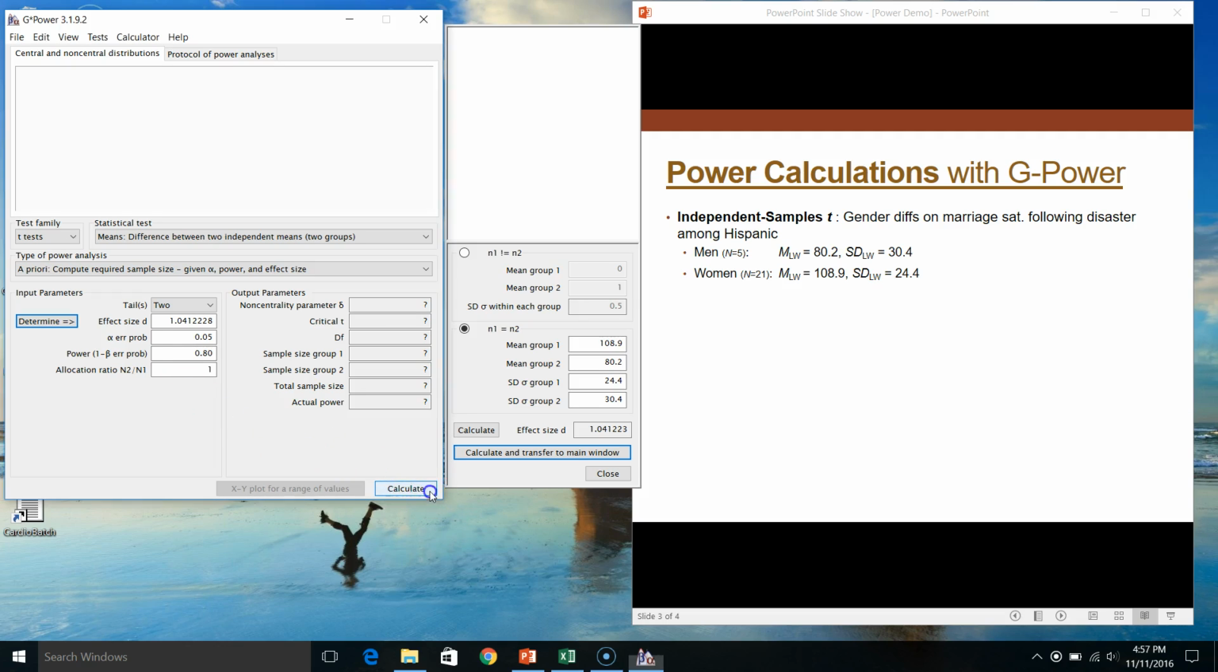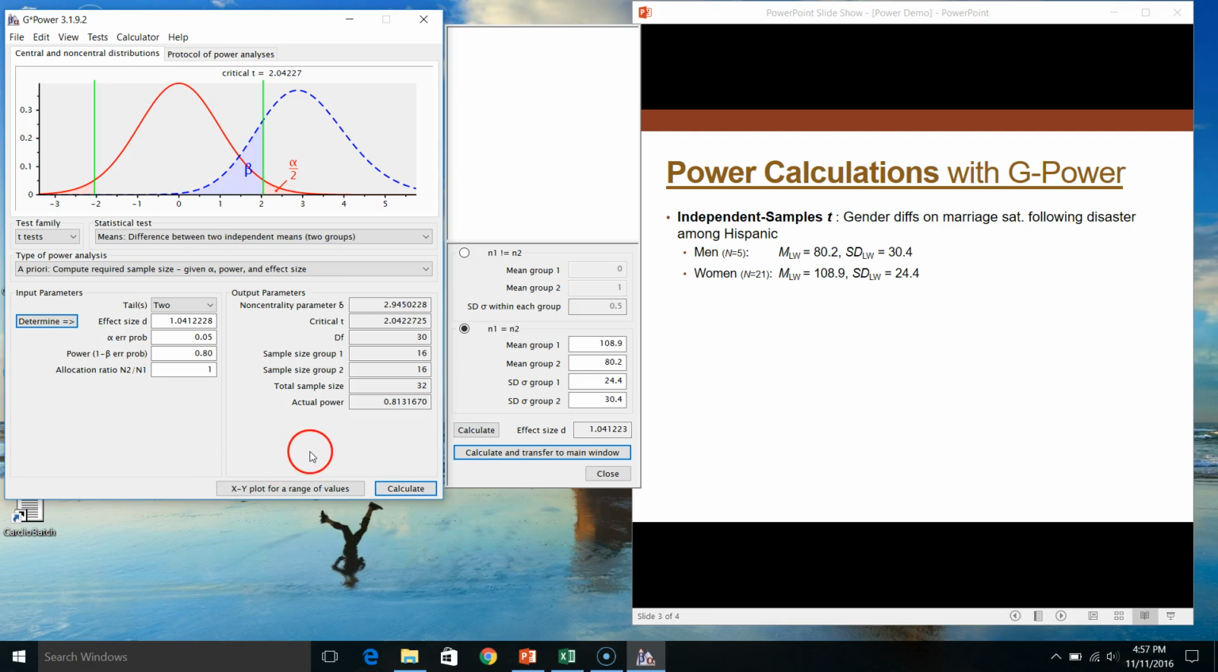Okay, so if we calculate, what GPower is telling us is that to detect a very large effect, over a full standard deviation difference between our two population means, we would need to pull a sample of 16 men and 16 women, for a total sample size of 32, to adequately power our test to detect an effect size of 1.04. Our actual power is a little bit above that, but with 16 people in each group, if we have equal sample sizes, this is what we're looking at in order to have an adequately powered test.